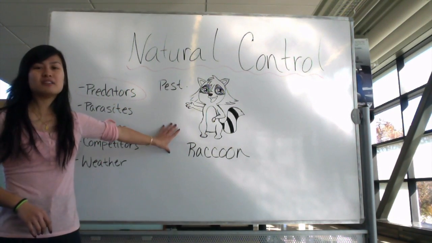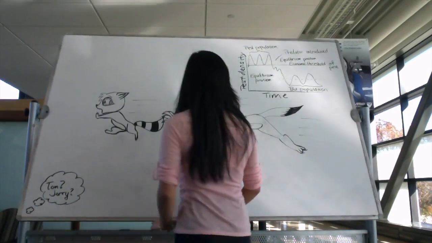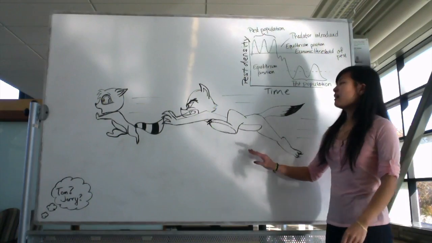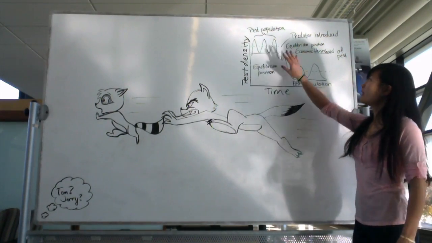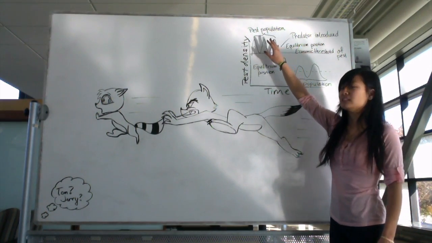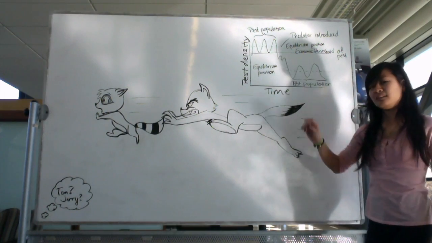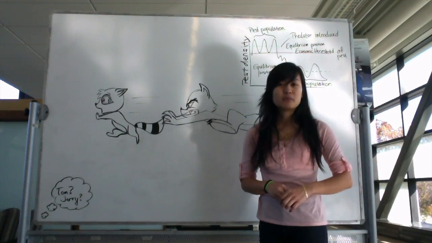Let's use this raccoon friend as an example. As you can see here, our raccoon is being hunted down by wolves. By introducing our predator population, we can reduce our raccoon population density from here to here. I will now pass it on to our biological specialist, Kyle, who will go into more detail.